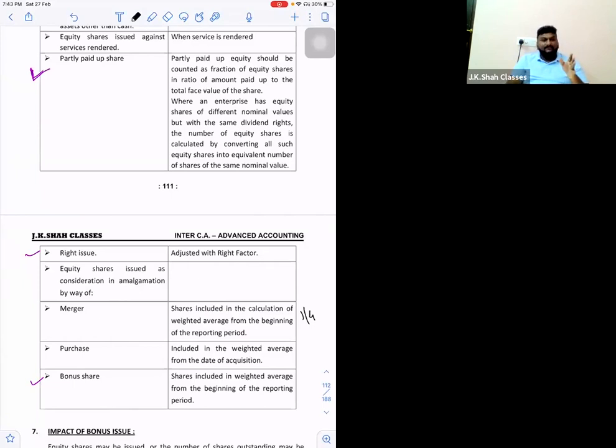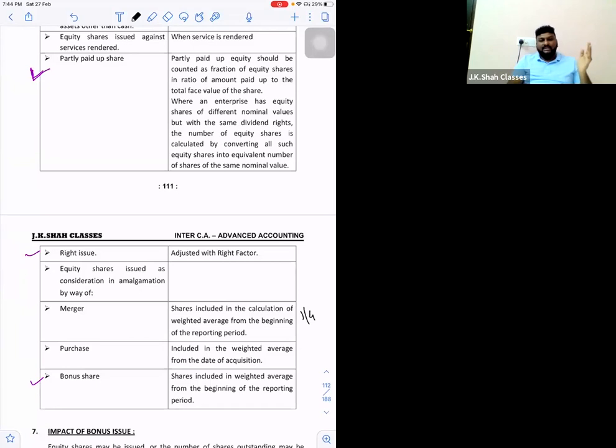So technically, even if the shares are issued in October, they will be considered as outstanding from 1st of April. The reason is the entire balance sheet gets merged. Means whatever the selling company has done in the month of April, May, June, July, whatever they have done, those results also get merged with the buying company.